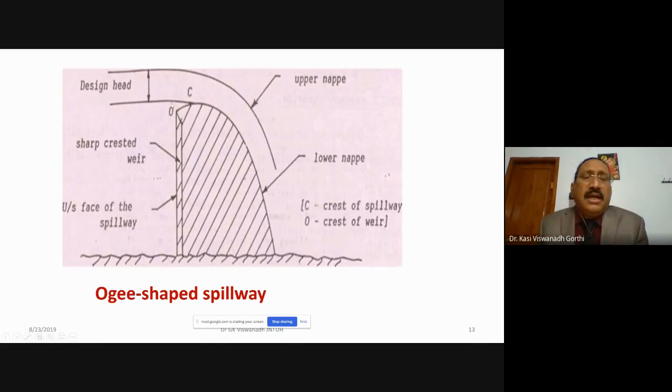Please note that point C and this origin, I mean say this is O, are different. They are not the same. They are at different levels. So you have a gradual increase in the level up to the point C. From C, there is a gradual fall. This is the profile of the ogee shaped spillway.